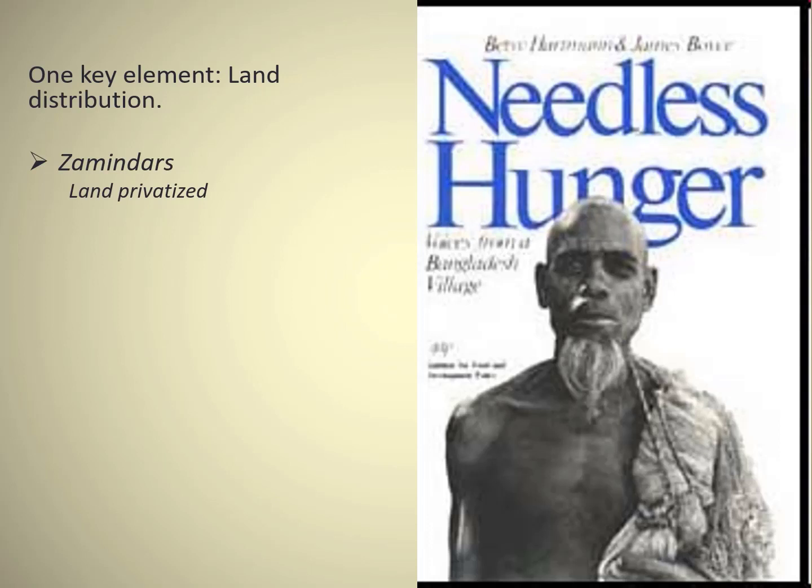And so I'd just like to highlight a few key points from the case study to illustrate what we're talking about: that political inequality and land distribution lead to poverty and starvation in this area. One important thing they talk about is land distribution. Prior to colonialism, land in Bangladesh was common property. All the peasants had the right to till the soil, to grow food on the land. They simply paid yearly taxes to nobles that were appointed and called zamindars.